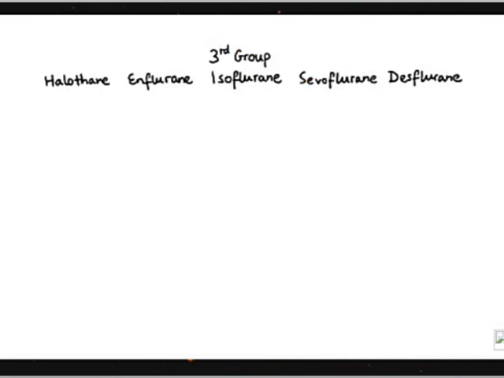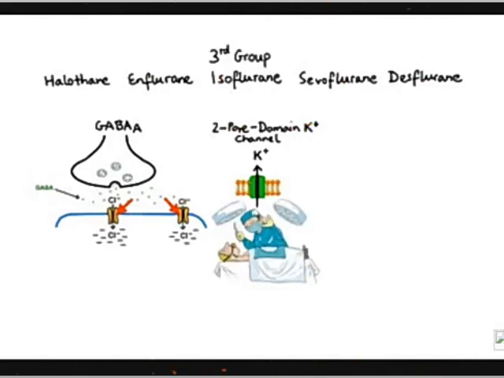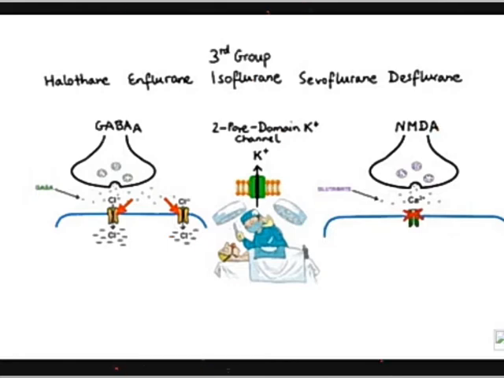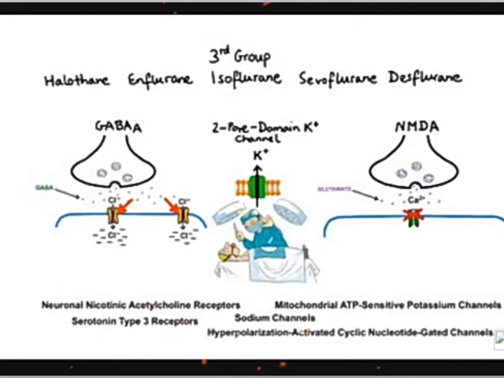Studies suggest that volatile anesthetics produce unconsciousness via different GABA-A receptor subunits than those targeted by the group 1 drugs. Also, many 2-pore domain potassium channels that are activated by group 3 anesthetics appear to highly affect immobility rather than anesthesia. Just like group 2 drugs, volatile anesthetics also inhibit NMDA receptors. A wide variety of other ion channels are also sensitive to volatile anesthetics, including neuronal nicotinic acetylcholine receptors, serotonin type 3 receptors, sodium channels, mitochondrial ATP-sensitive potassium channels, and hyperpolarization-activated cyclic nucleotide-gated channels.